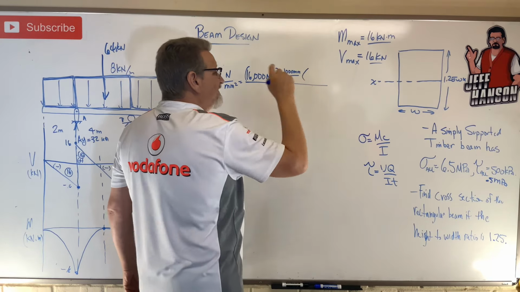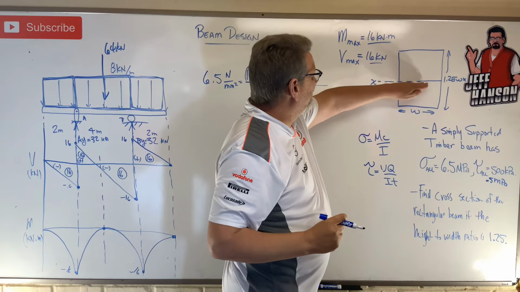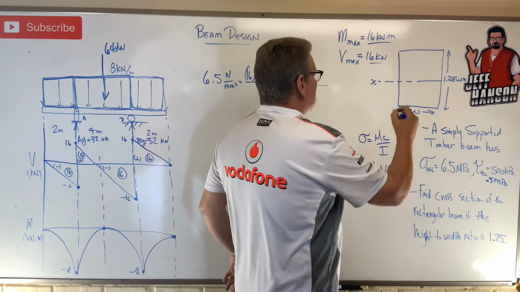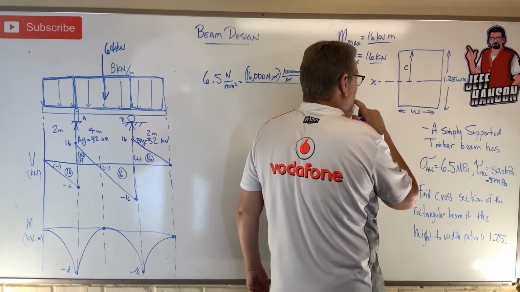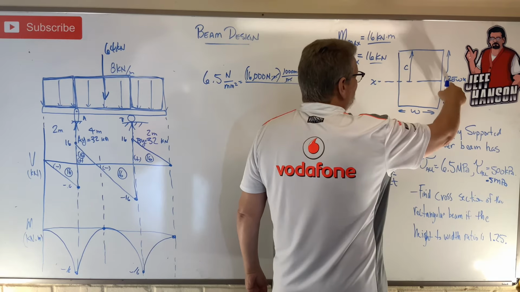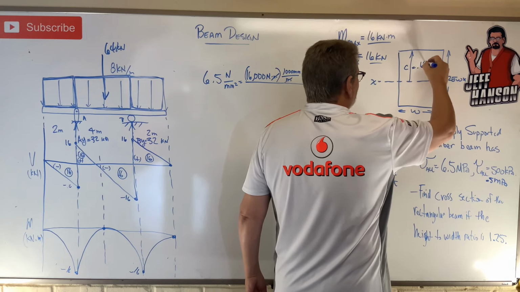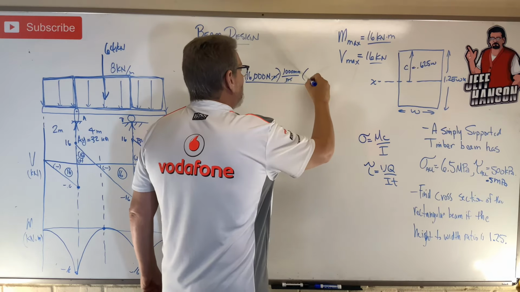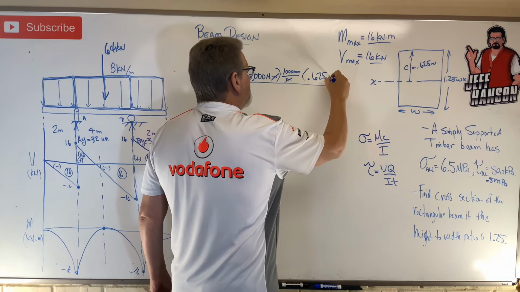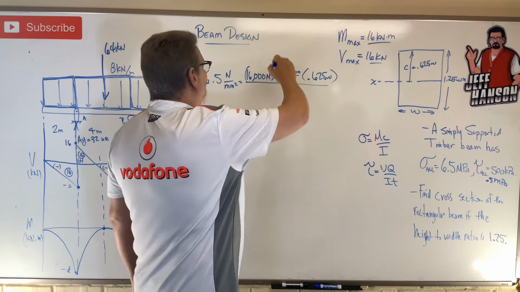M, and then C, what is C? C is the distance from the neutral axis to the outer fibers of the part, right? So this distance here is C. And so if this whole thing is 1.25W, this must be 0.625W. That goes here, 0.625W, over I.